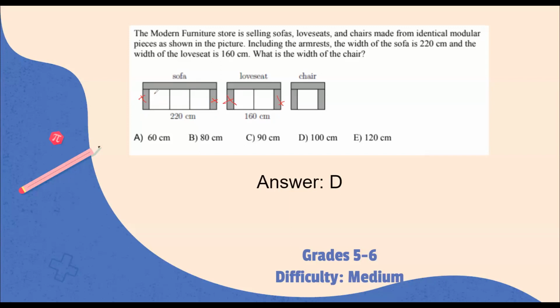And then they both have two regular cushion seats or whatever, right? So then the difference between these two pieces of furniture is 1 square. And then using this information, we can find out that 1 square is 220 minus 160, which is 60, right?